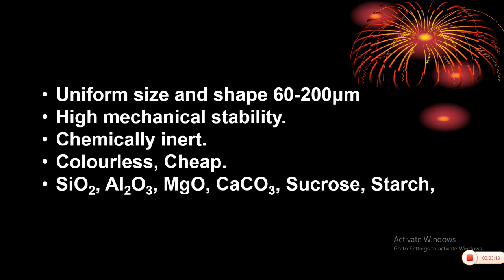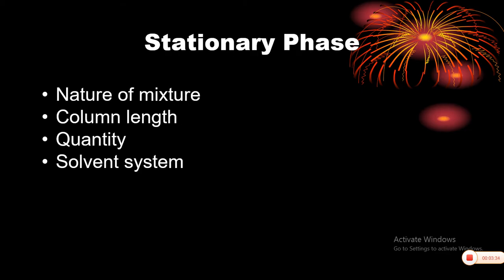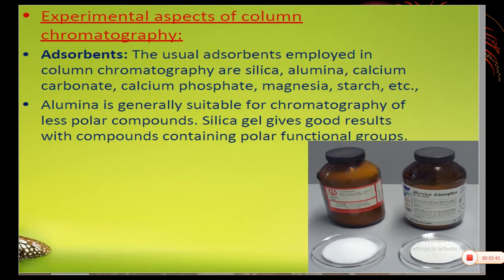Then the adsorbent material should have uniform size and shape. It is usually 60 to 200 micrometer. It must have high mechanical stability. It must be chemically inert. It must be colorless and cheap. The commonly used adsorbents are silica, alumina, magnesium oxide, calcium carbonate, sucrose, starch, etc. The stationary phase again is decided by considering the nature of the mixture, the column length, quantity of the mixture to be analyzed, and the solvent system.